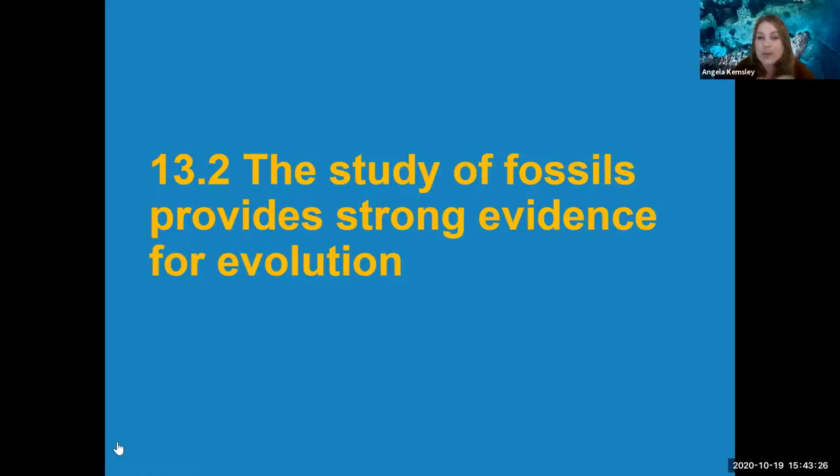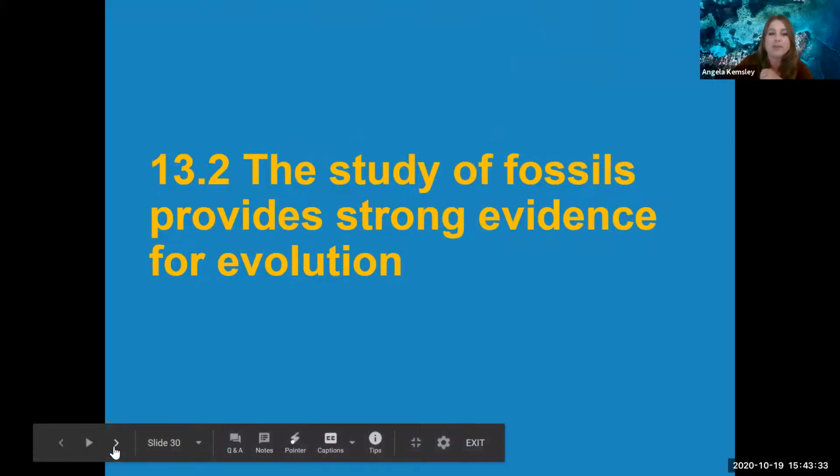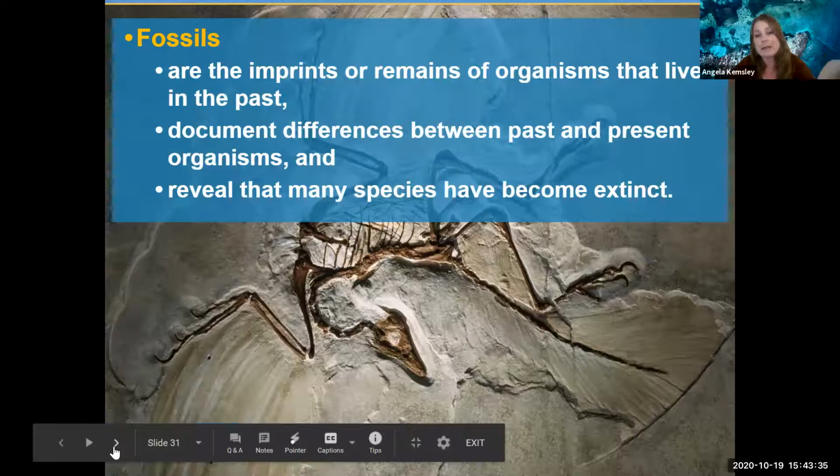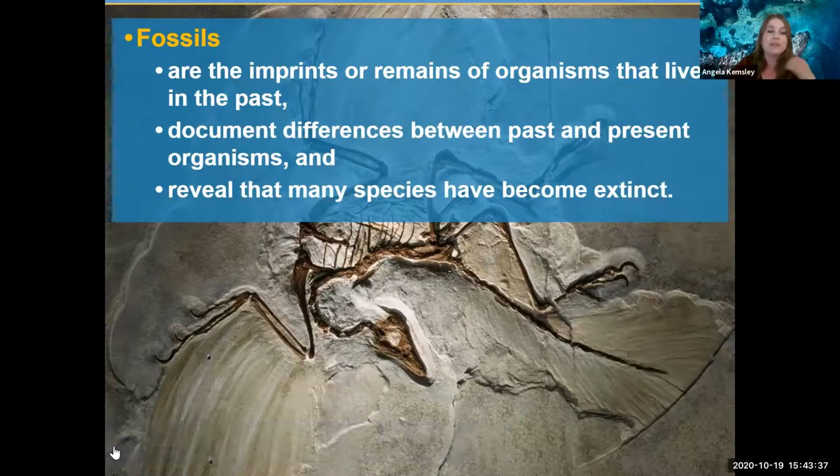So one of the ways that we know what happened is by studying fossils, and fossils do provide very strong evidence for evolution. So fossils are the imprints or remains of organisms that lived in the past. They document differences between past and present organisms and reveal that many species have become extinct. There are many, many species that go extinct.